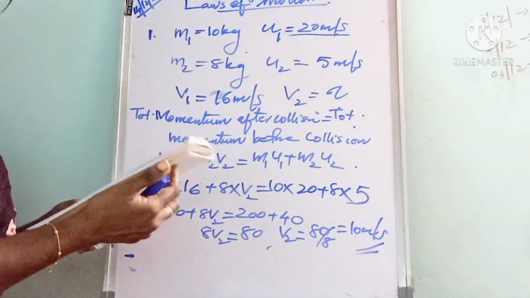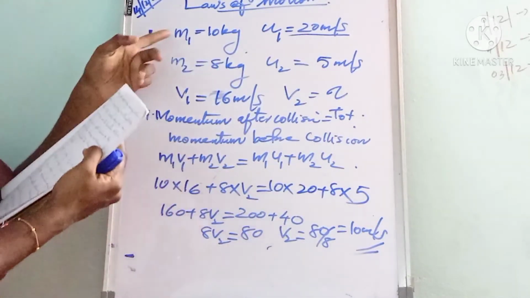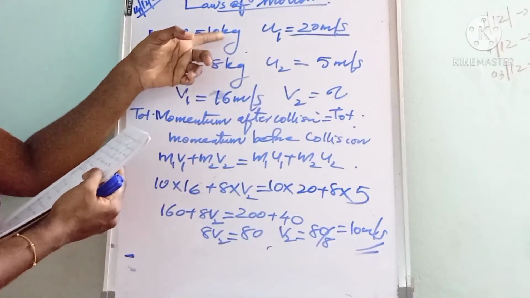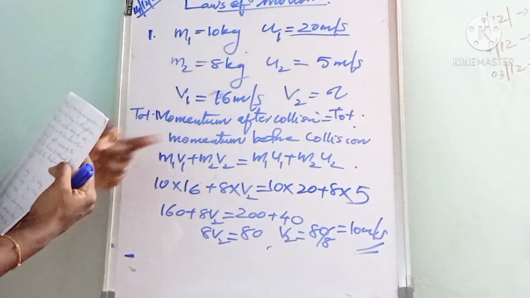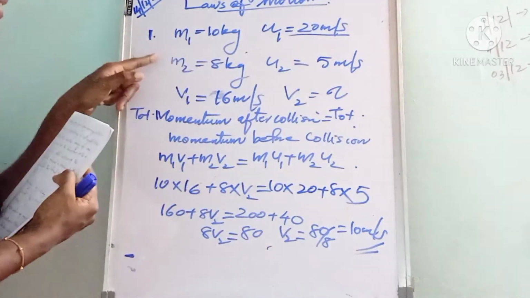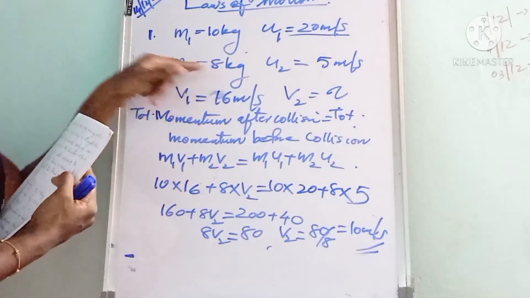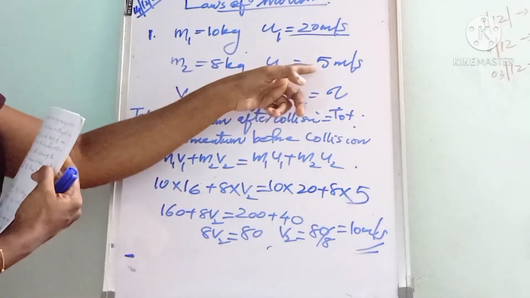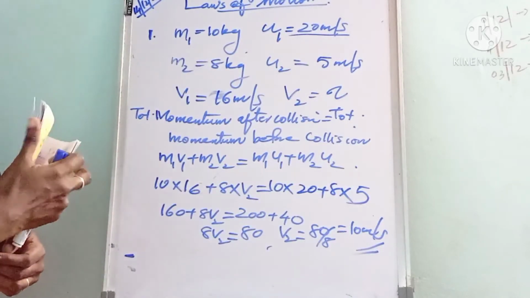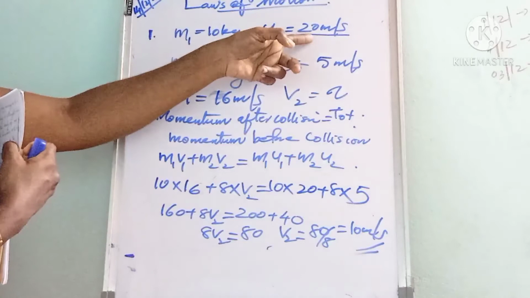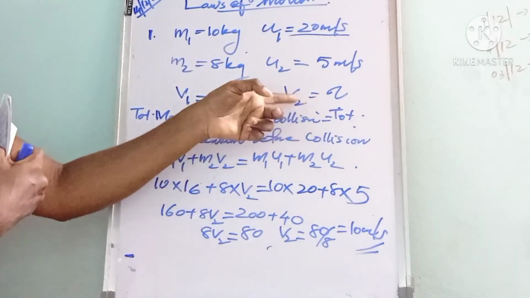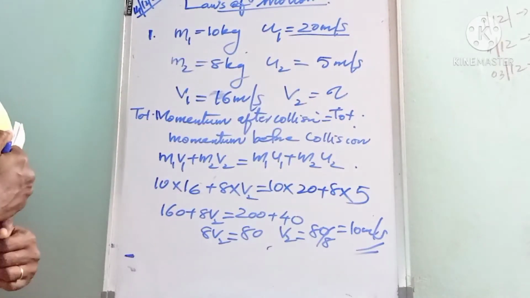Okay, here a body of mass 10 kg, that is m1 is taken as 10 kg, which moves with a velocity of 20 meter per second, that is u equal to 20 meter per second, and it collides with another body of mass m2 equal to 8 kg, and it moves with the velocity 5 meter per second in the same direction. Okay, then after collision, the velocity of the first body reduces to 16 meter per second. Then we have to find the velocity of the second object after collision.